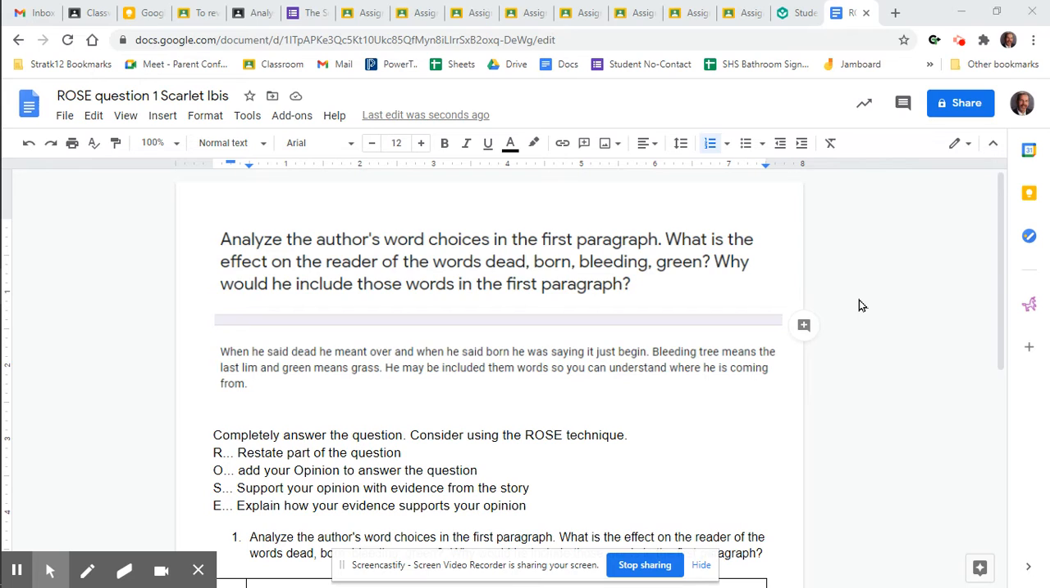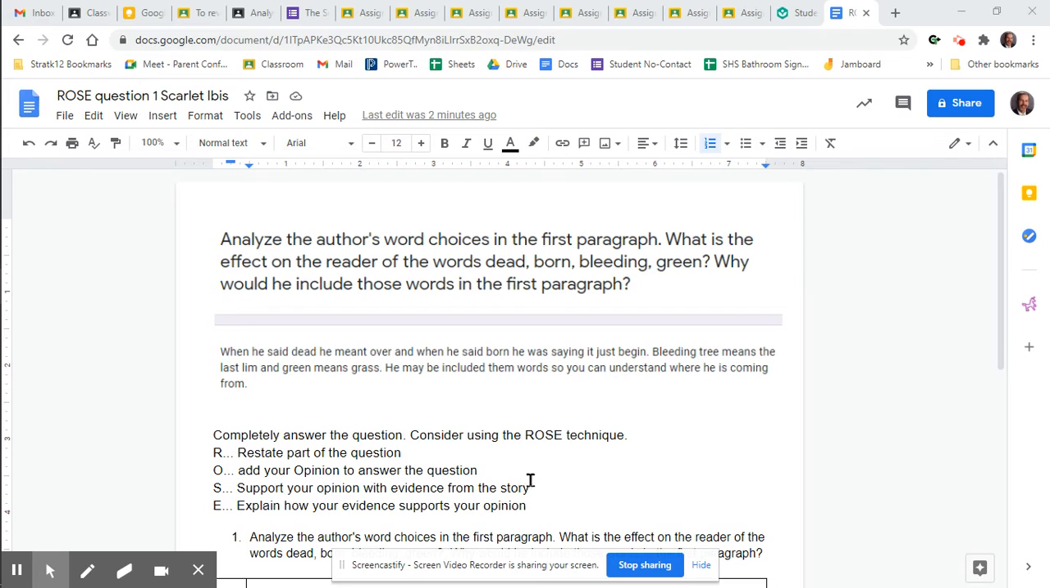And what I'd like to review with you today is a technique for answering questions called the ROSE technique. Now, there are many techniques, many acronyms, and they're all designed to do the same thing. This ROSE technique is spelled with an R, O, S, and E, and it has this particular format. The R stands for restating part of the question. The O stands for adding your opinion to answer the question. The S stands for supporting your opinion with evidence from the story. And the E stands for explain how your evidence supports your opinion.